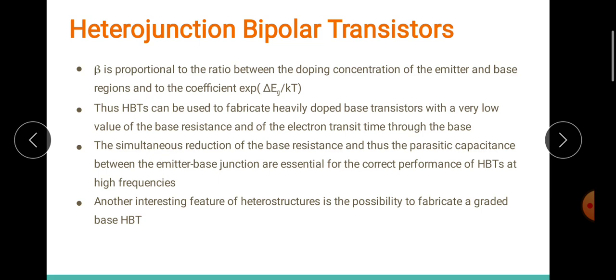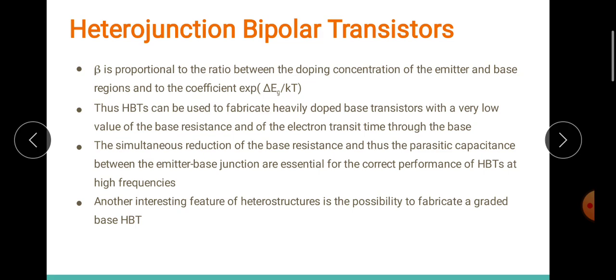And we must also ensure that the doping of the emitter can be reduced, and this results in a smaller parasitic capacitance with respect to your emitter base junction. This reduction must be simultaneous, right? What is that? As you reduce the doping of your emitter region, there must be a corresponding reduction in the parasitic capacitance in the emitter base region.